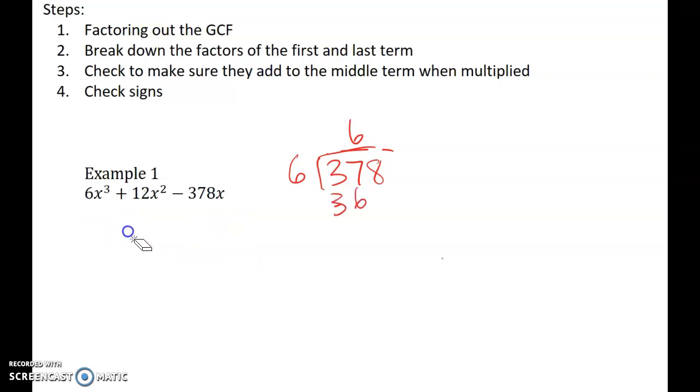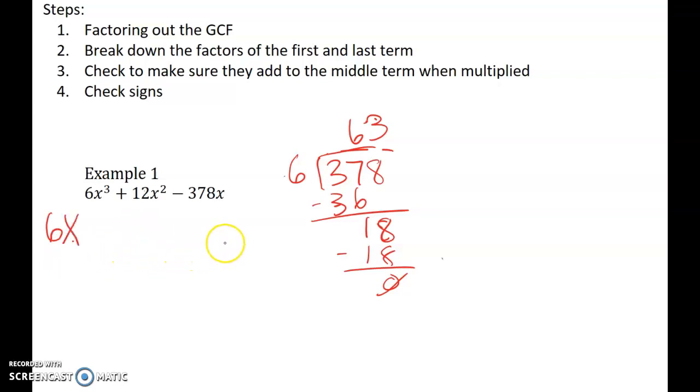So when I divide 6x into each of these, I have 6 divided by 6 is 1, x cubed divided by x is x squared. 12 divided by 6 is positive 2, and x squared divided by x is x. And last but not least, I have negative 378 divided by 6 is a negative 63, and x divided by x is 1, so those just cancel out. So now I'm left with 6x times x squared plus 2x minus 63.